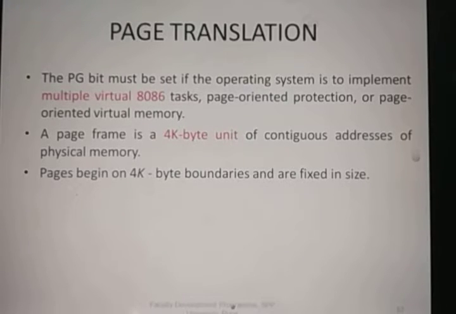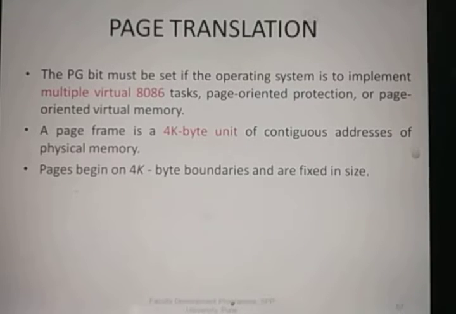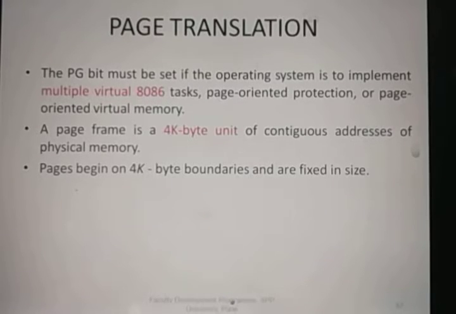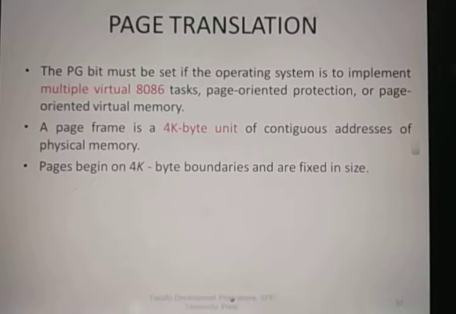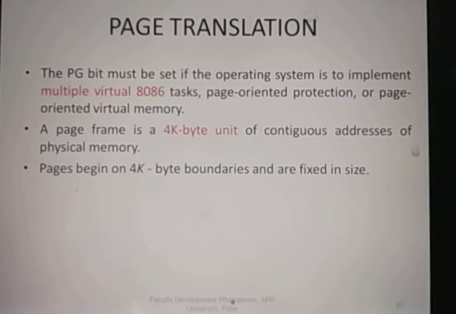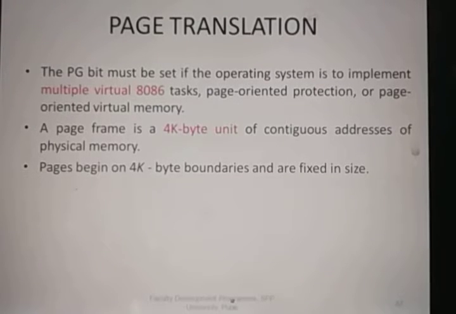Then, a page frame is a 4K byte unit of contiguous addresses of physical memory. So in a page frame address table, pages are located or arranged in 4K byte units of contiguous addresses. Each page size is fixed, that is 4K bytes. Pages begin on 4K byte boundaries and are fixed in size.